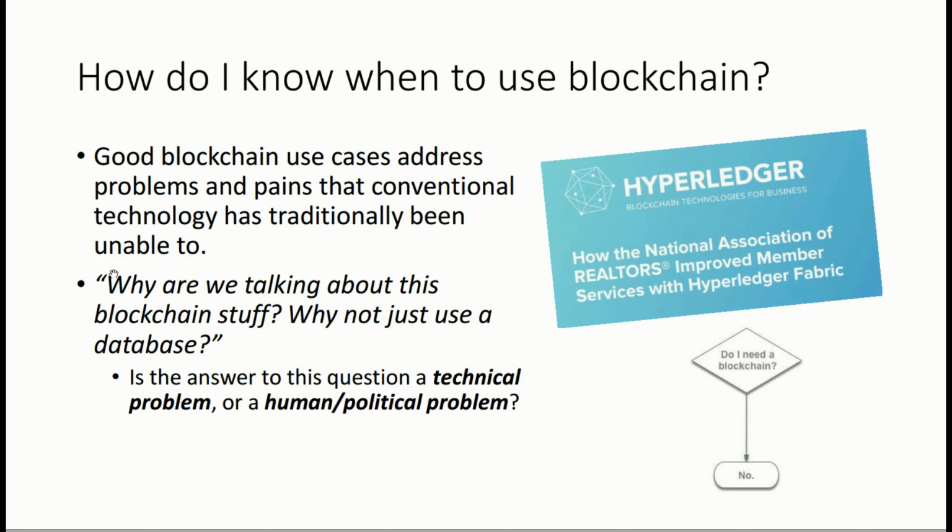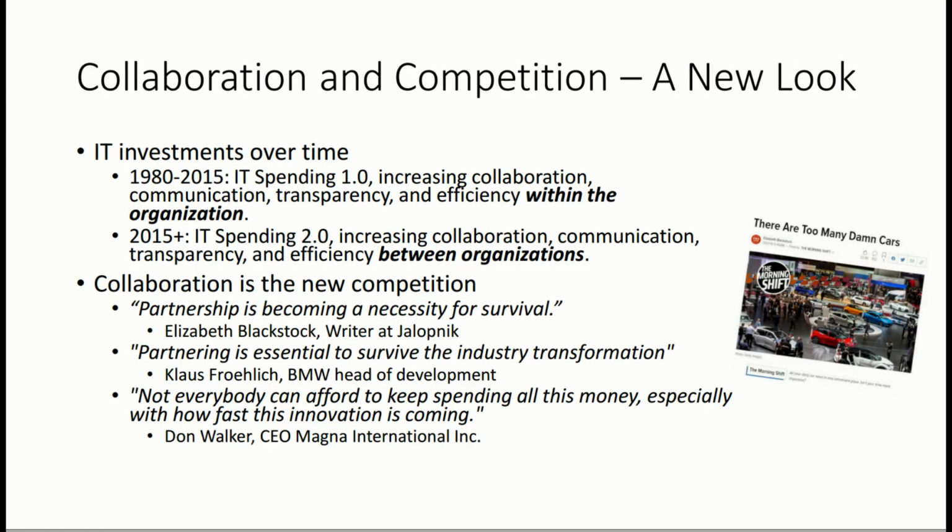So the barrier to using centralized or conventional technology was not a technical one. It was a human one or a political one. And this is what you want to be on the lookout for. If you're addressing a use case, and the reason why you think conventional technology will not be appropriate has everything to do with people and nothing to do with the ones and zeros, then you've likely found a good blockchain use case. Now let's go a little bit deeper into this. Look at a real world example.